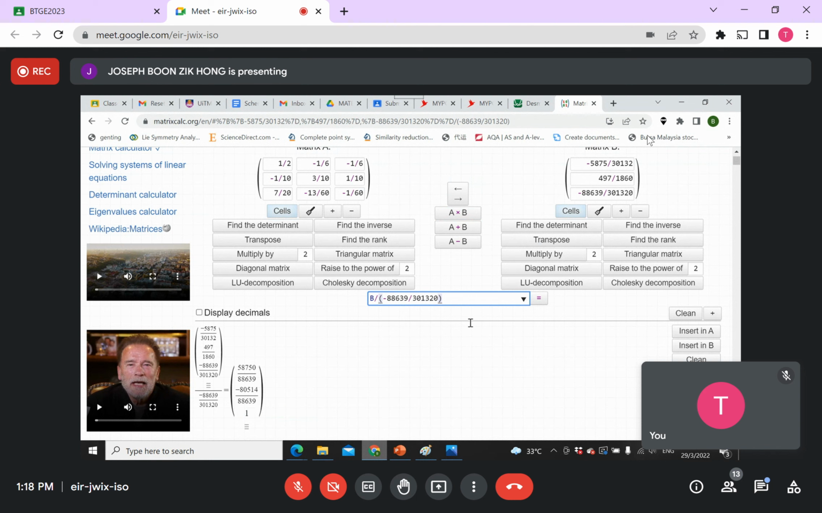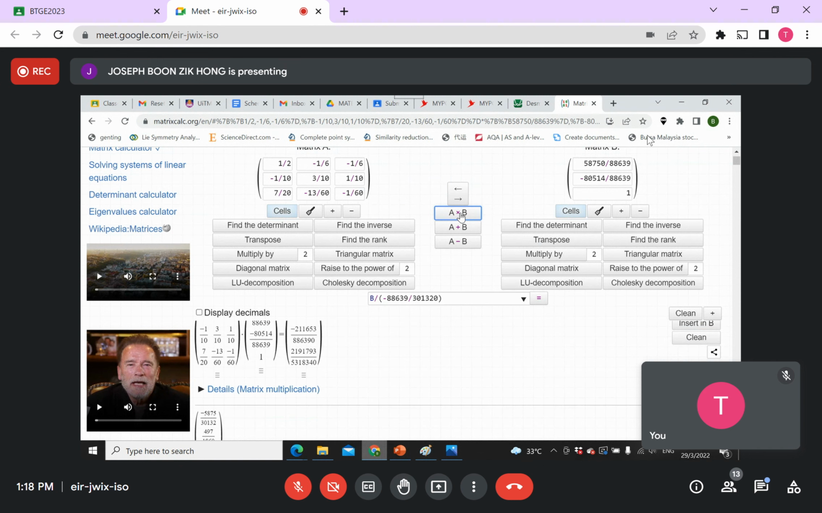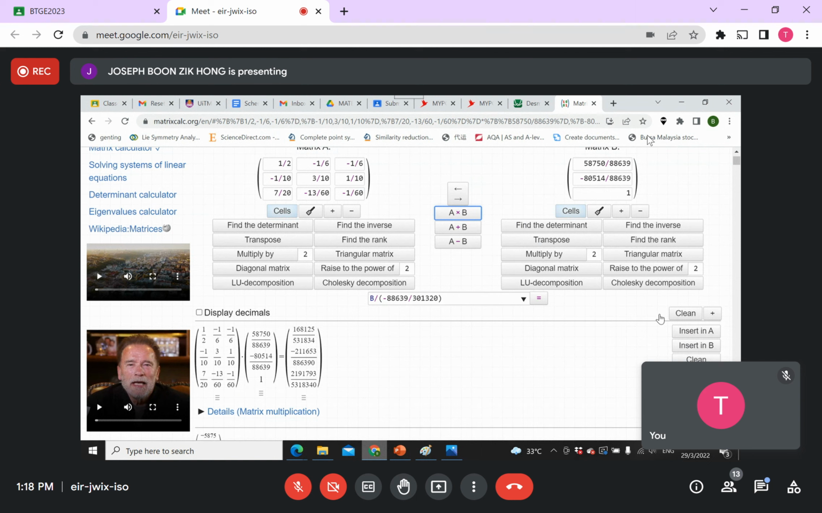Yes. Okay. So again, this one insert in B. I think this one needs a lot of steps. Okay. So I have this one. Again, I do the A times B. I have this one. Wow. And then I insert in B again. I think now still the third one is the biggest.